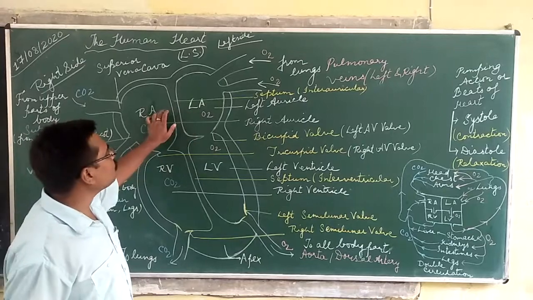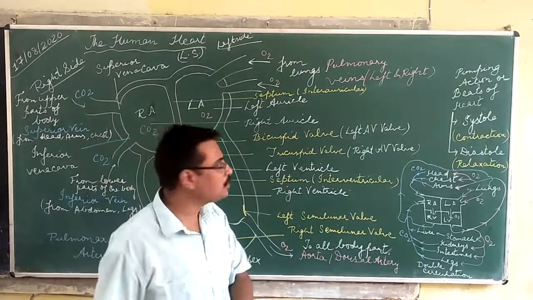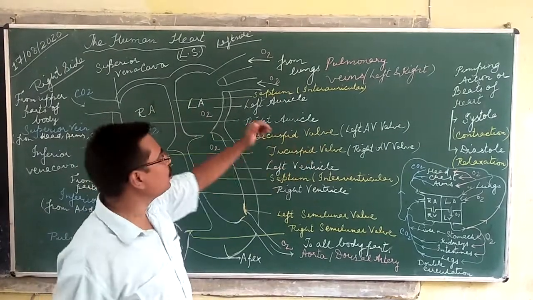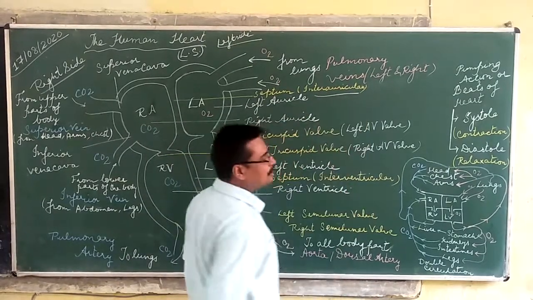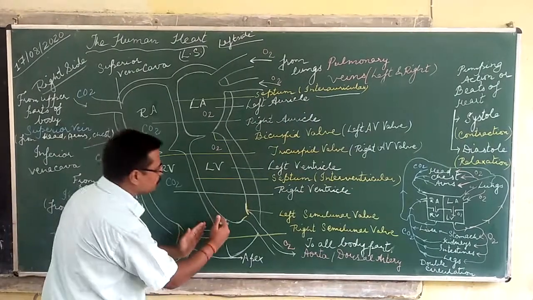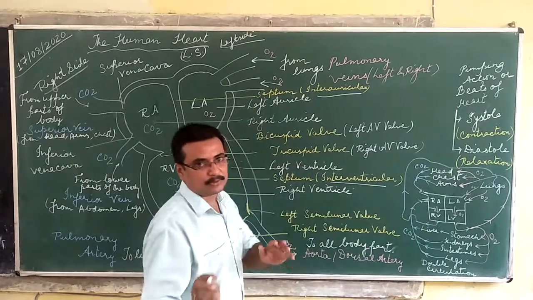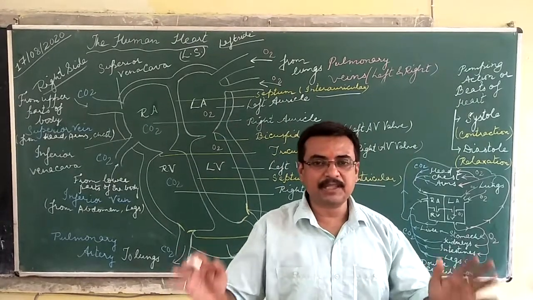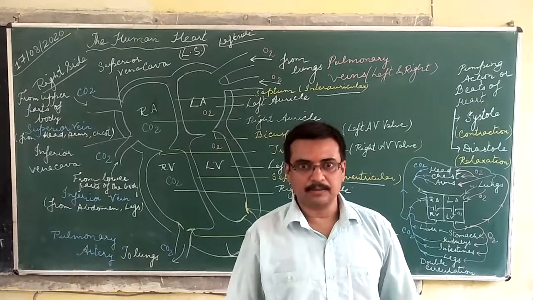In between the auricles there is a wall called a septum, and this septum prevents the intermixing of the blood. Here we call it the interauricular septum. Similarly, there is a septum in between the two ventricles, which we call the interventricular septum. The interventricular septum and interauricular septum prevent the mixing of blood from auricle to auricle and from ventricle to ventricle.